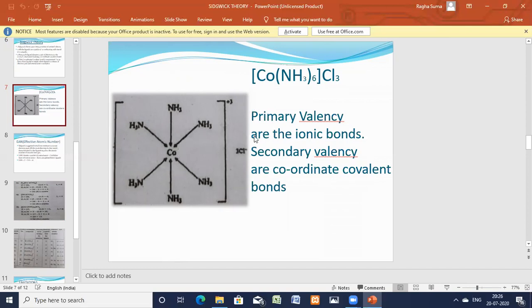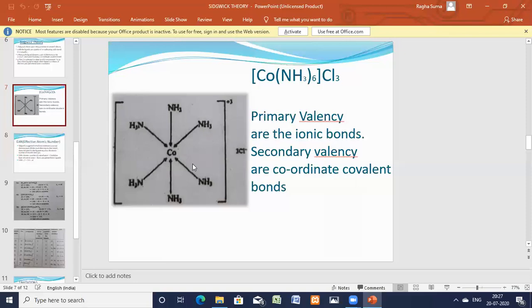So here is an example we have explained. How many coordinate covalent bonds are there? Dative bonds with the arrow marks. There are 6 coordinate covalent bonds. So this will contribute to the secondary valency. And outside the sphere, you have the primary valency. They are completely ionic bonds. These are the coordinate covalent bonds and these are ionic bonds. This is primary valency, and the ones forming the coordination sphere are the secondary valency. The coordinate covalent bonds present are nothing but the secondary valency.